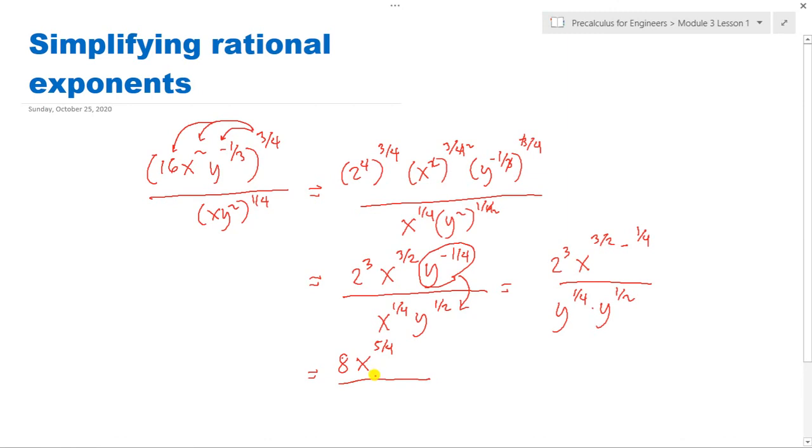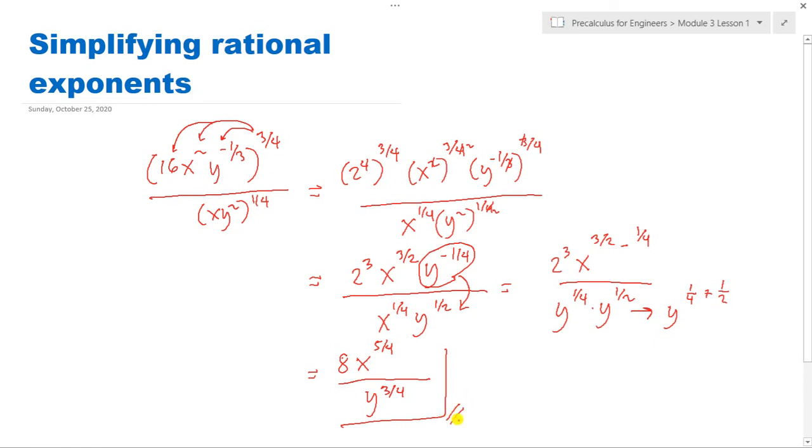All over, this y 1/4 times y 1/2 can be written as y raised to 1/4 plus 1/2. So what is 1/4 plus 1/2? Of course, that is 3/4. So y raised to 3/4. So this would be our final answer, class.